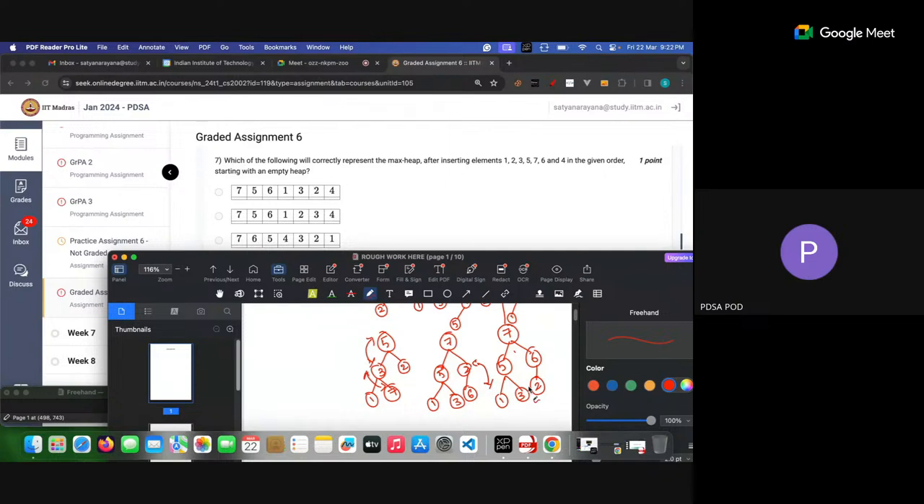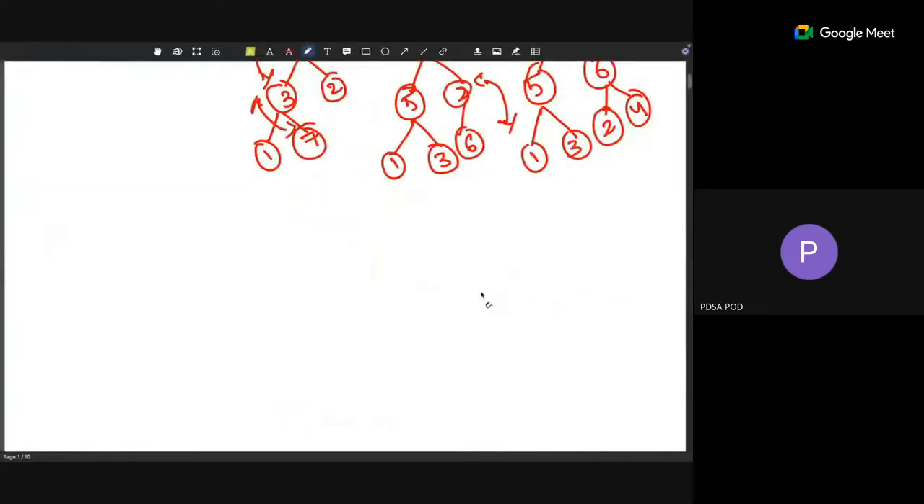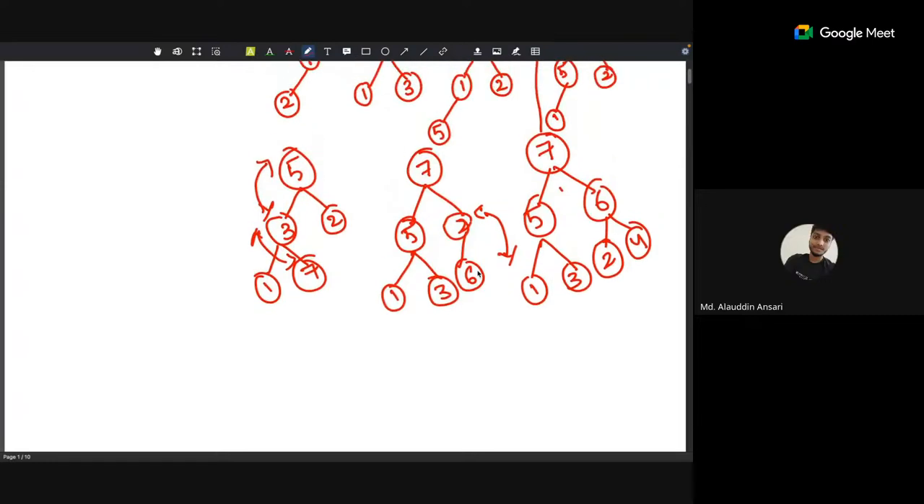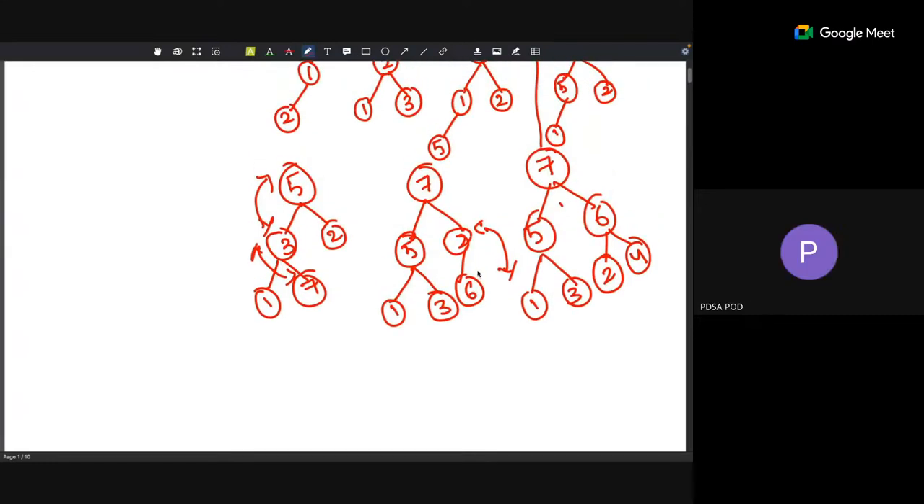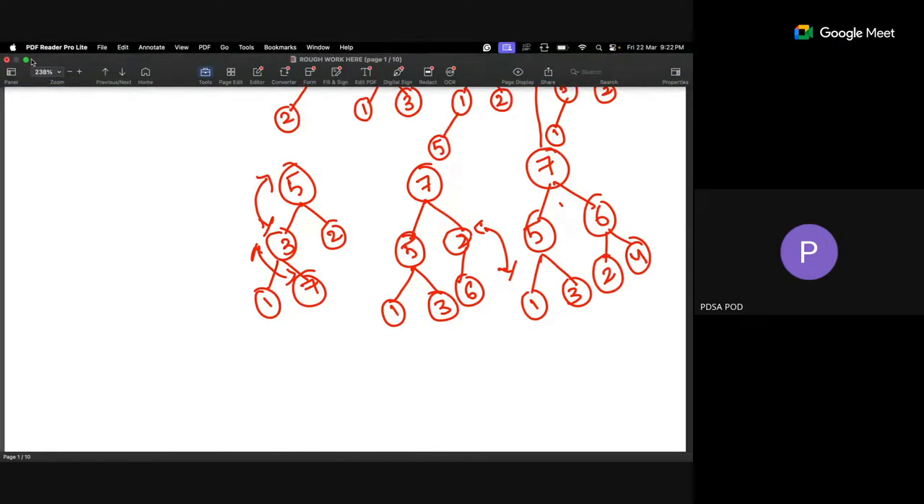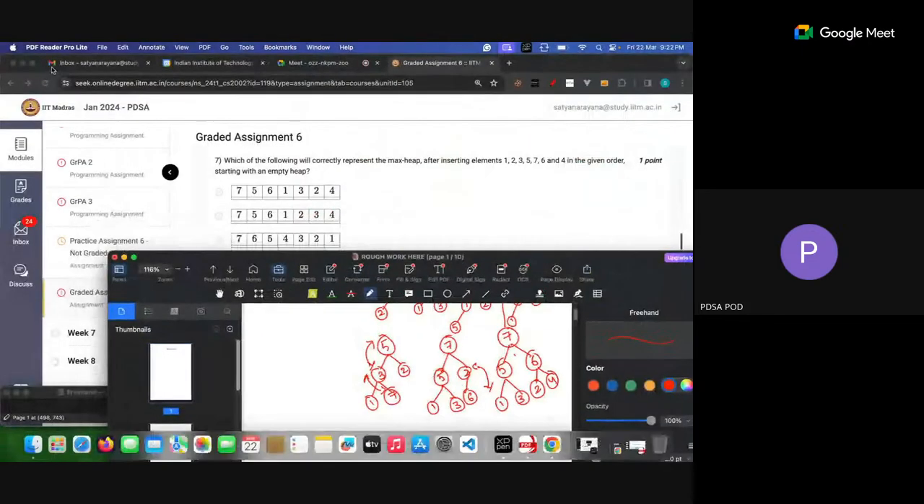And the last value we are getting is 4. So that 4 is here. Once we got the 4, the condition is satisfied. No issues about this. Is it right? Now the final max heap, is it matching? That is 7, 5, 6, 1, 3, 2, 4. So simple, we'll get the same list of elements.